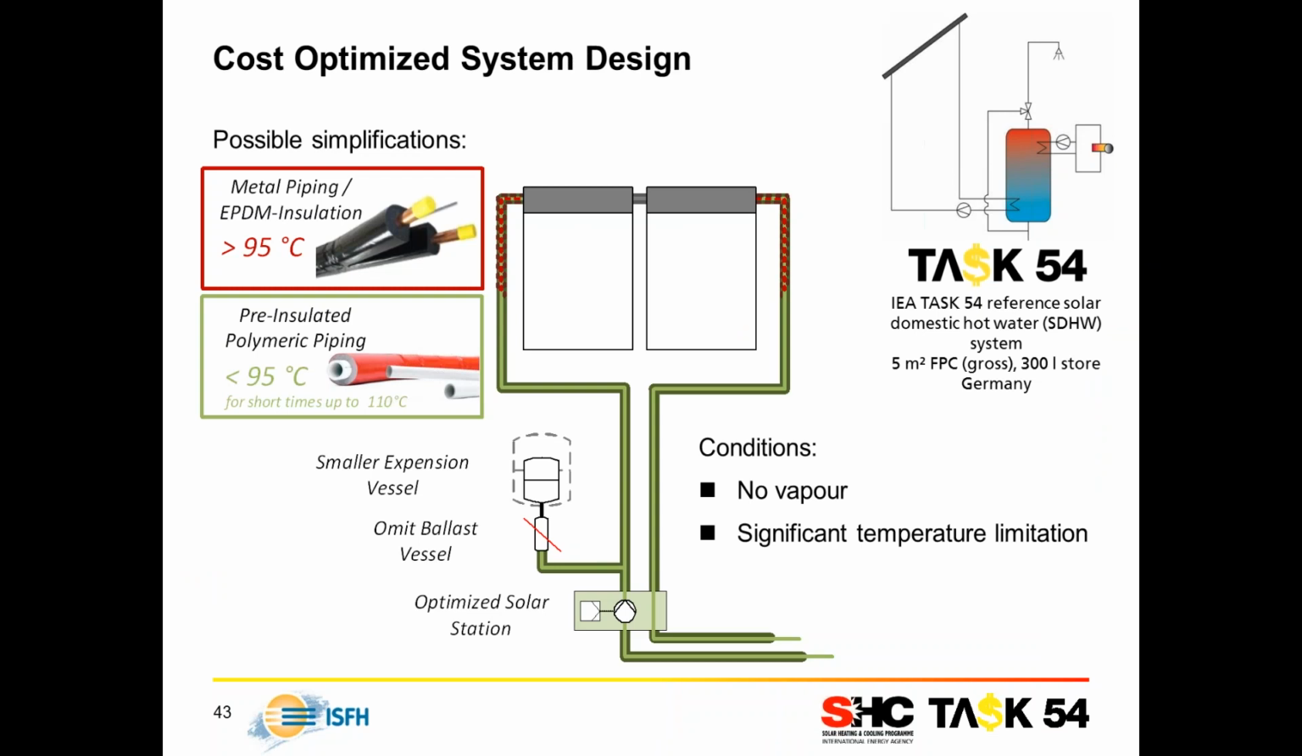by such a temperature limitation, several simplifications in the solar system design can be realized. For example, polymeric pipes can be used for a wide range of the solar piping, the expansion vessels can be made smaller, and also the solar station can be optimized.